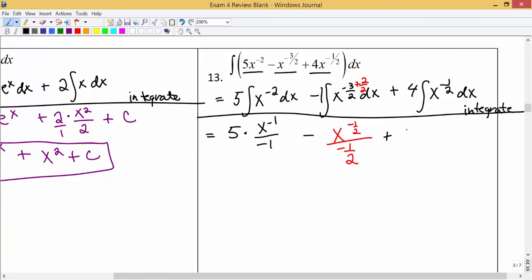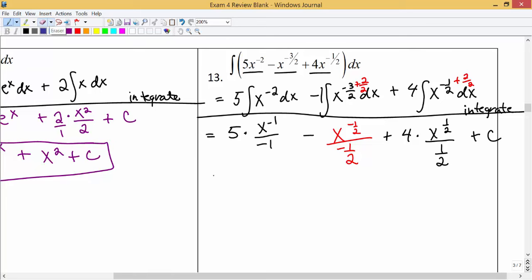And then lastly, I'm going to say plus 4 times, and then we're going to integrate x to the negative 1/2 power. We're going to add 1, which is really adding 2 over 2. So we get x to the positive 1/2 power, and then I'm going to divide by that new exponent of 1/2. And then we're going to bring also our constant of integration.